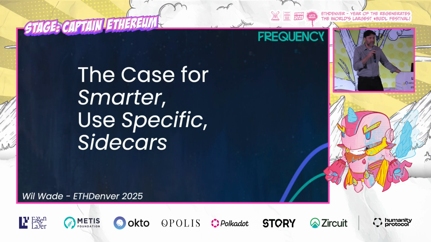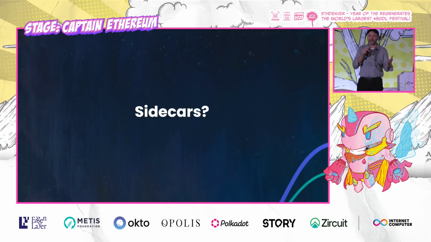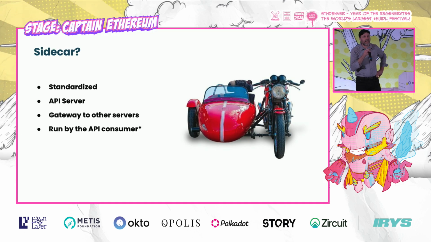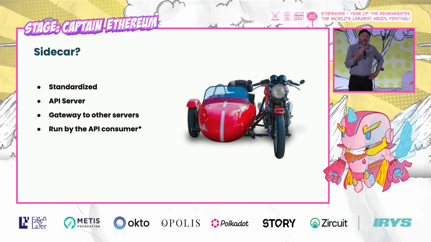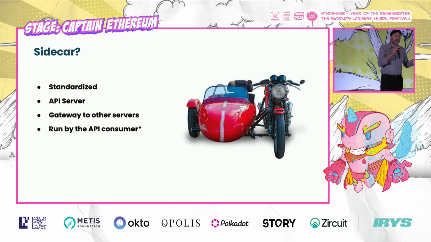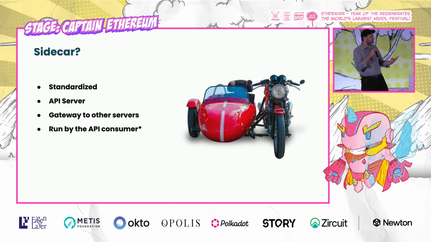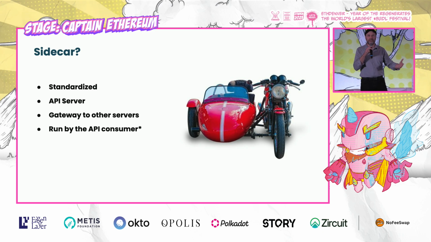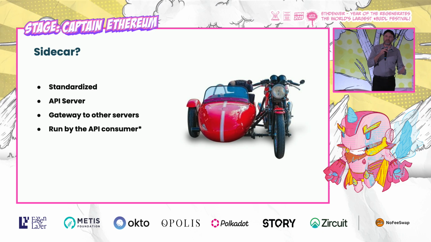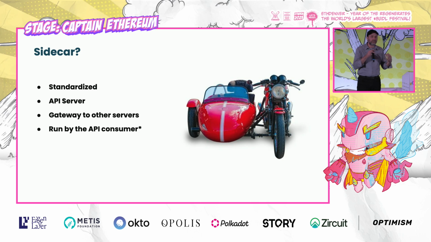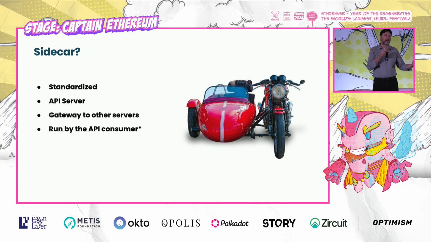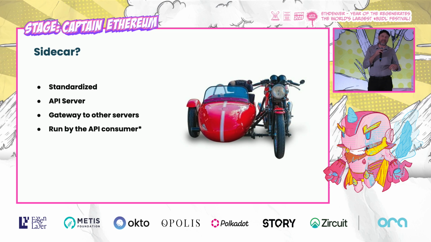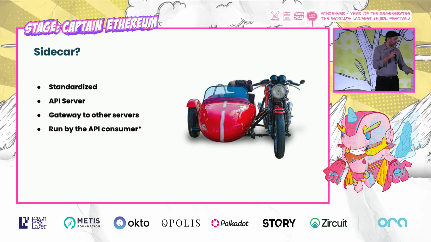Before we get into the details, I want to talk a little bit about sidecars. What are they? There's a couple basic points. Sidecars, for the most part, are standardized pieces of code. They're API servers that you can deploy. They're usually gateways to other servers, where other code is actually doing some of the work. It's kind of a translation layer, and it's usually run by the consumer of that API. Now, that's not always true. You can see that little asterisk, and we'll talk about that a little bit later.